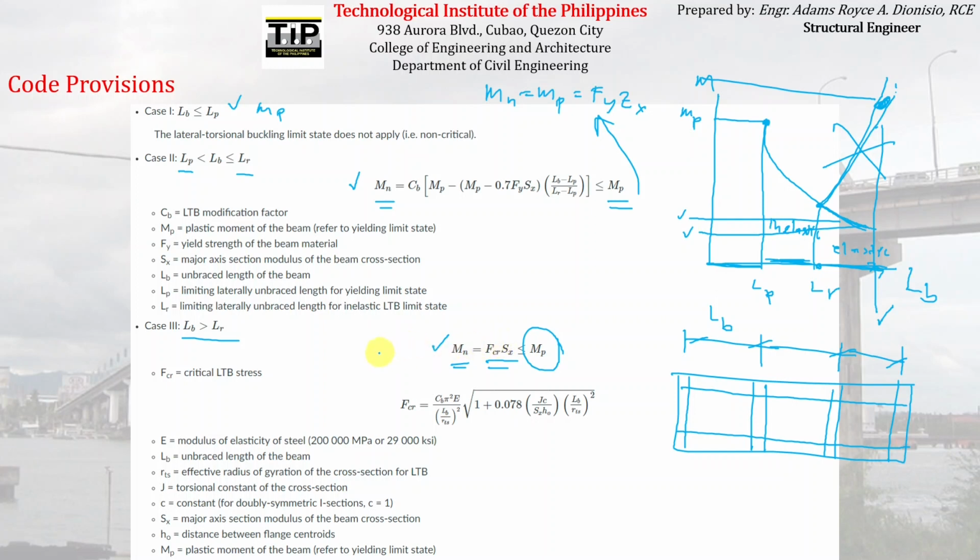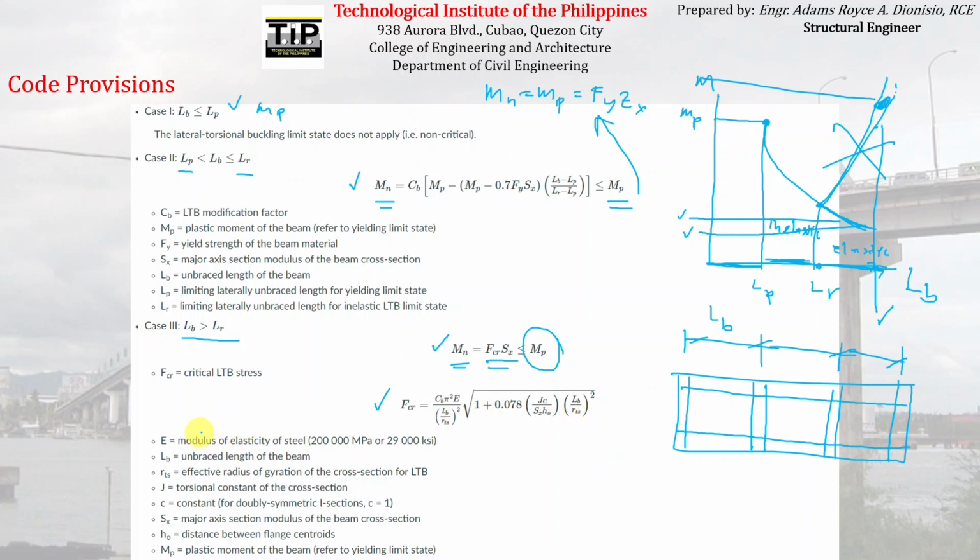Okay? So, yung FCR dyan, yung MN na yan, is just equal to FCR times SX, wherein yung FCR is the critical lateral torsional buckling stress, which is equal to CB pi squared E over LB over RTS quantity squared times square root of 1 plus 0.078 quantity JC over SXHO times LB over RTS quantity squared.